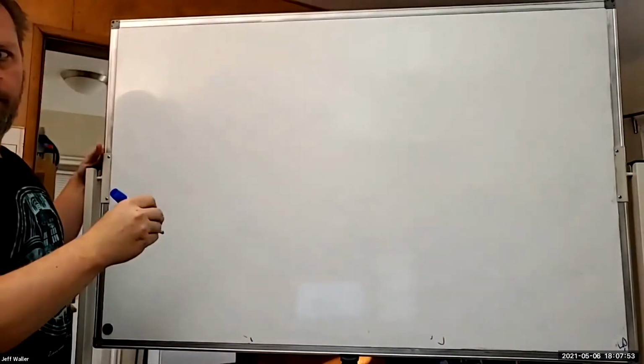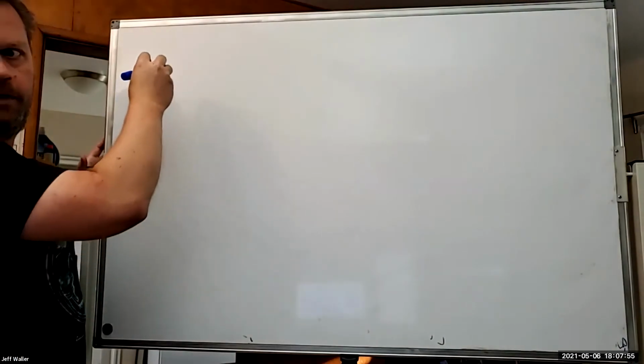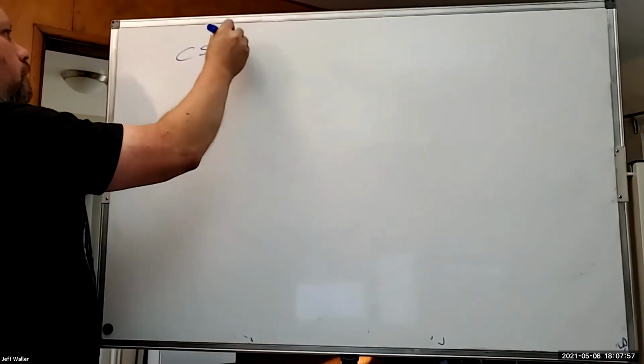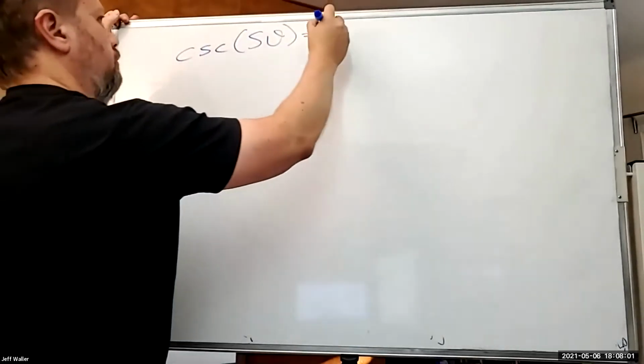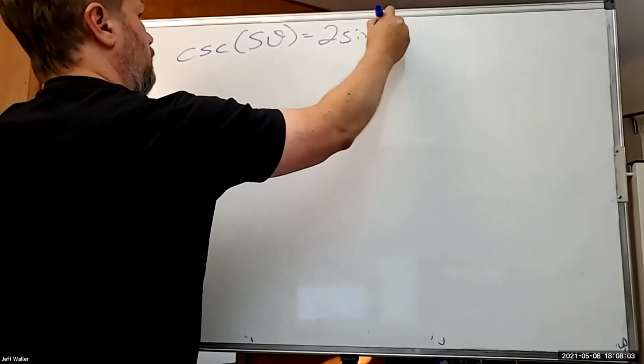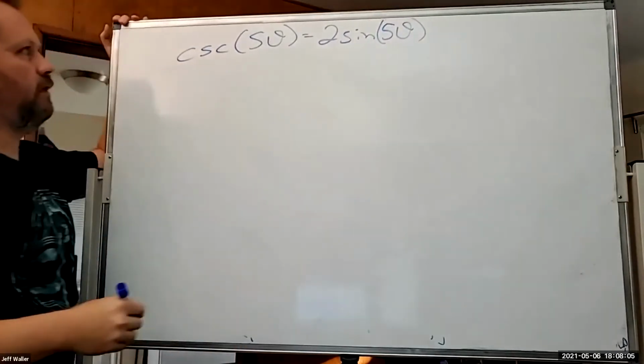9.5 stuff. Okay, like 4B specifically, right? Hopefully everybody has this. So that one was cosecant 5 theta equals 2 sine 5 theta. I love it. Isn't that yummy?